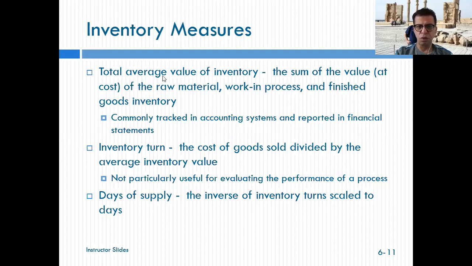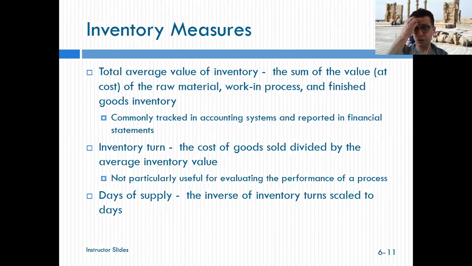Basically, it is the total average value of inventories. This is used in accounting, the sum of the value of the raw material, work in process, and finished goods inventories. So everything before it goes to the customers is calculated by financial statement to see the cost of the inventory, whether the product is getting produced, in the warehouse, or final goods still in the warehouse. They're all cost of the inventory, cost of goods produced.